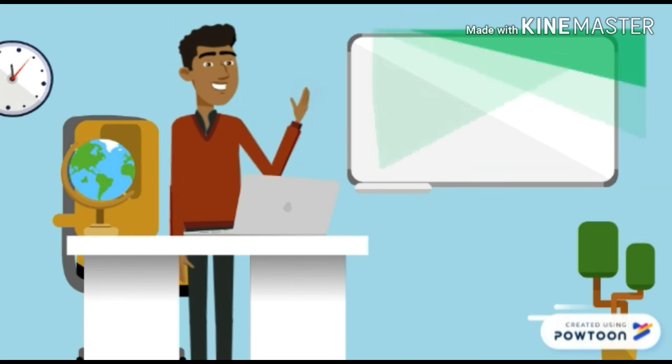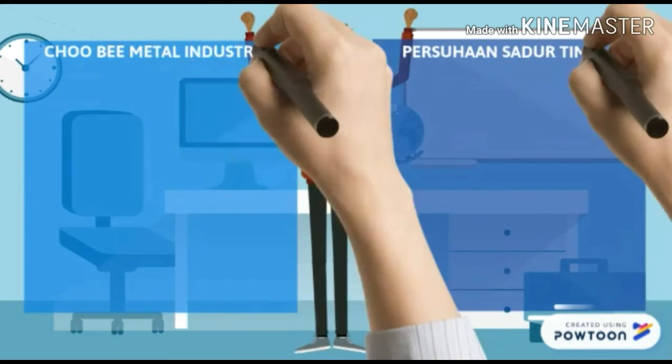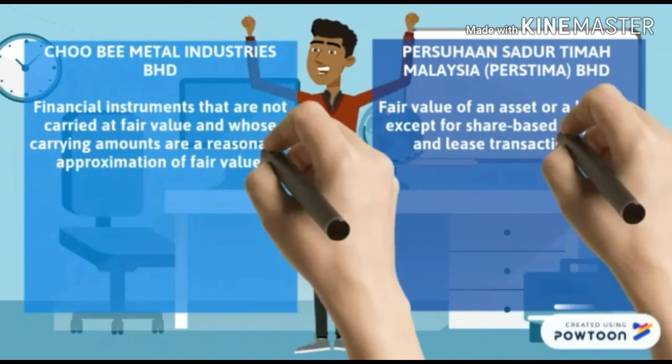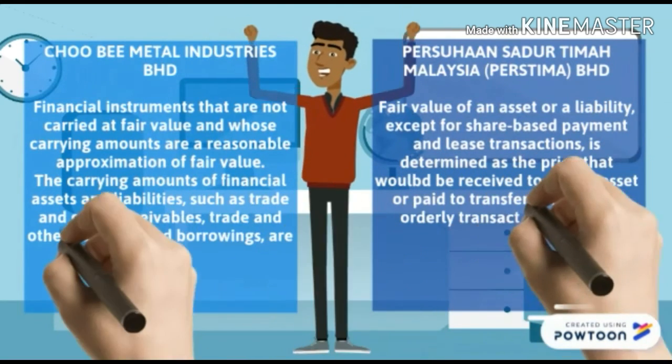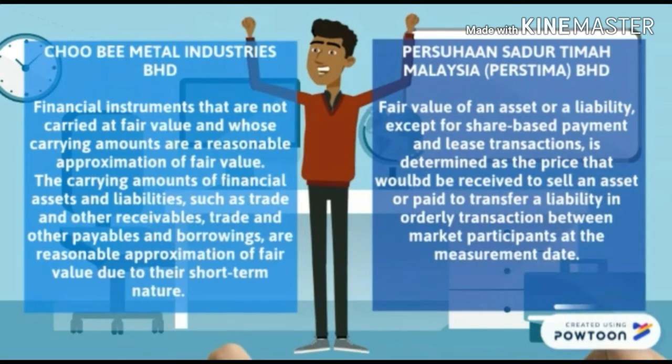Application and compliance of MFRS 13. Cubi Metal Industries Berhad: financial instruments that are not carried at fair value and whose carrying amounts are a reasonable approximation of fair value. The carrying amounts of financial assets and liabilities, such as trade and other receivables, trade and other payables, and borrowings, are a reasonable approximation of fair value due to their short-term nature.